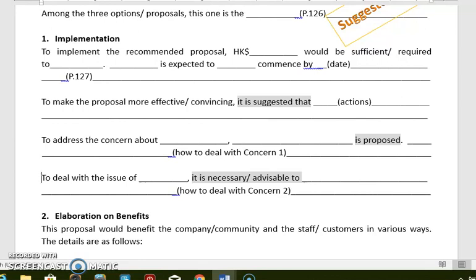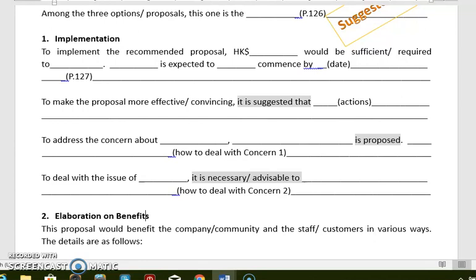For this paragraph, you're doing something very similar again. That is to talk about a concern, but we can use a different structure. We can say to deal with the issue, so that you do not need to use the same sentence pattern, the address-concern one. You can use to deal with the issue, or you can also say to tackle the problem of. For implementation, all these 4 paragraphs are rather straightforward.